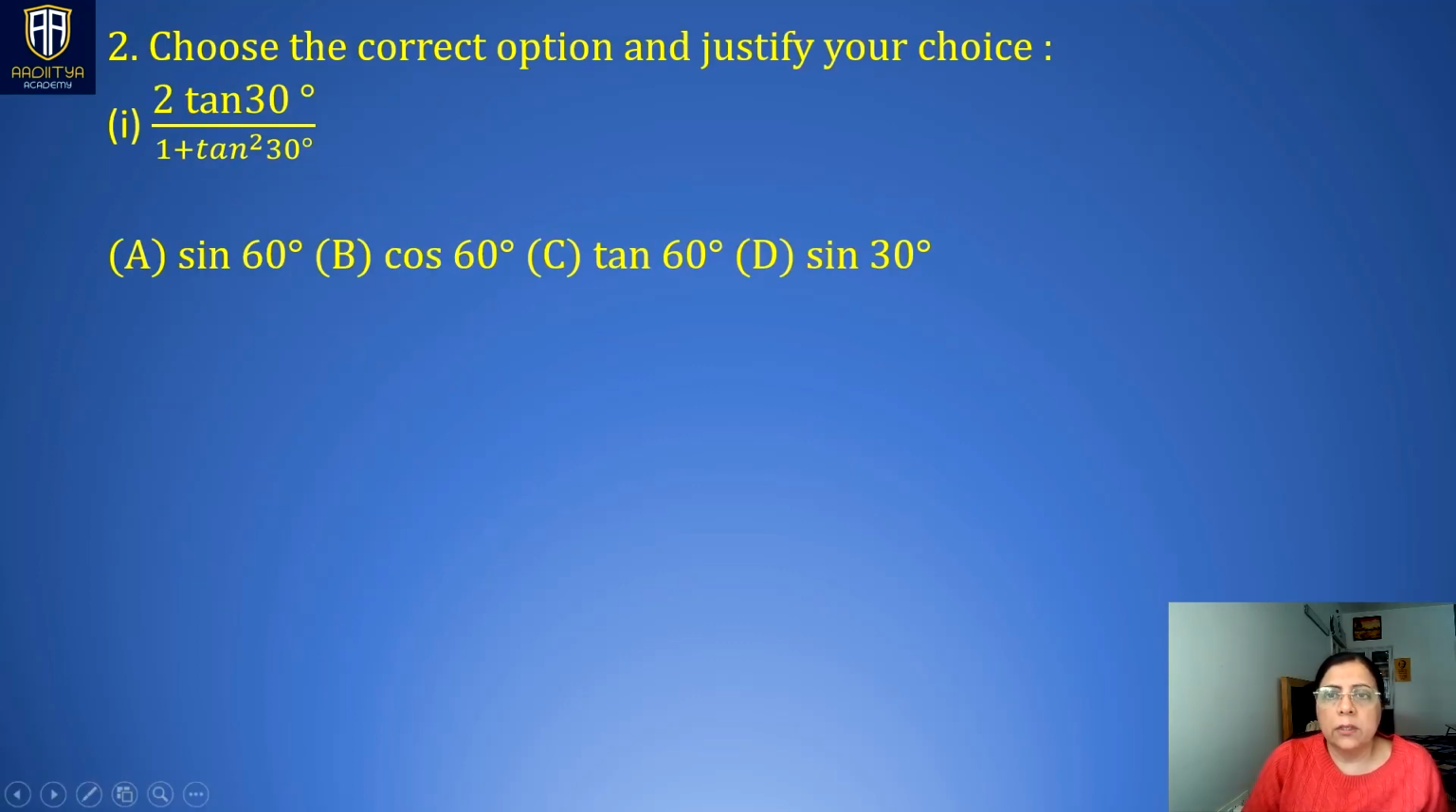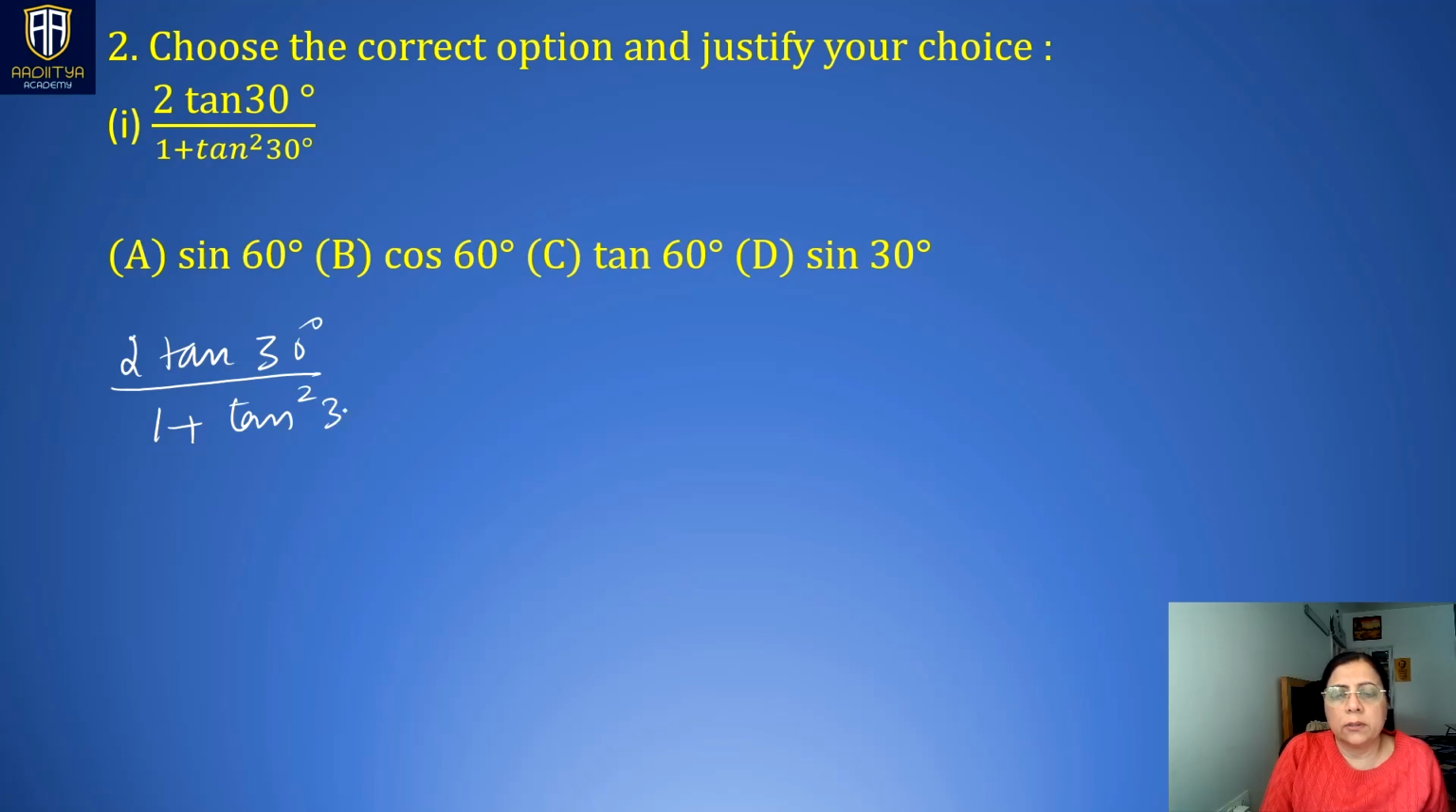Next is, this is a multiple choice question and we have to select the correct option for the given value. Now we have to evaluate 2 tan 30 degrees upon 1 plus tan square 30 degrees. Value of tan 30 degree is 1 upon root 3. So we have 2 into 1 by root 3.